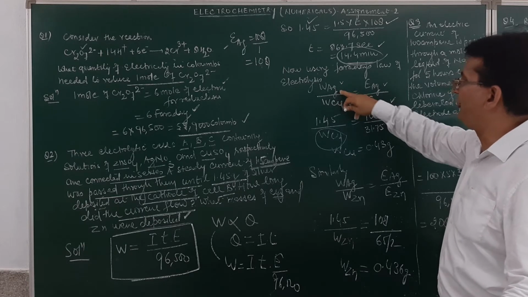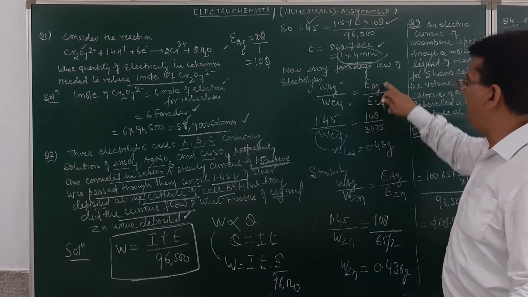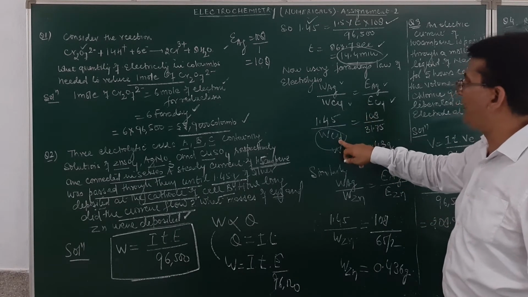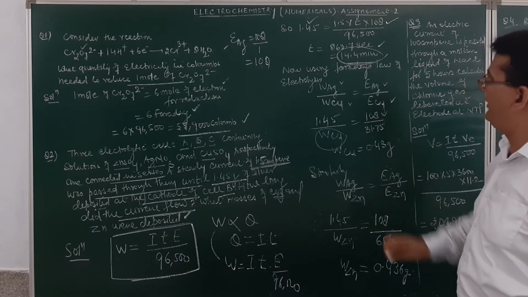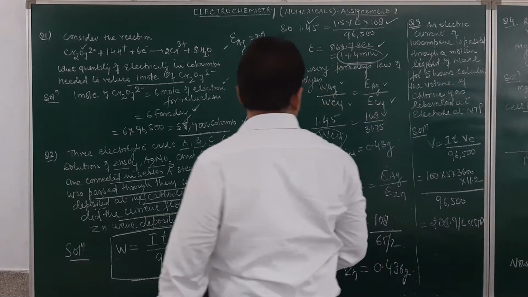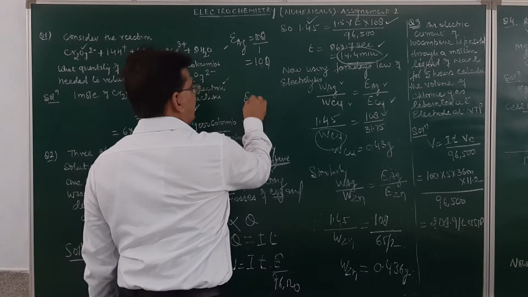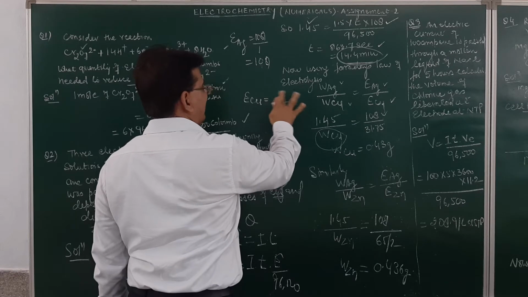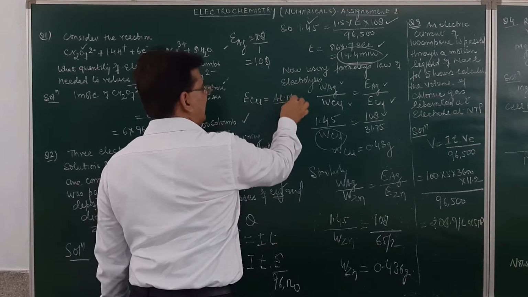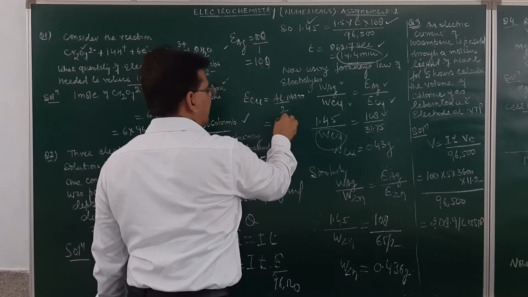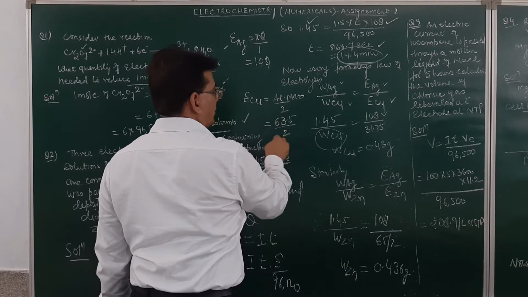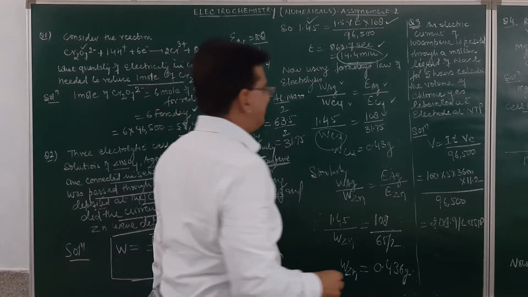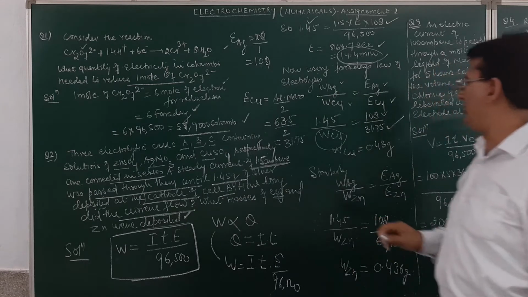So mass of silver deposited to the mass of copper deposited will be equal to the equivalent mass of silver to the equivalent mass of copper. So this is 1.45 upon mass of copper deposited. Equivalent mass of silver is 108. And how do you find out the equivalent mass of copper? Equivalent mass of copper will be equal to atomic mass divided by the valency. What is the atomic mass of copper? 63.5 divided by 2. It will come out to be equal to 31.75. So you may see over here, the equivalent mass of copper is 31.75.